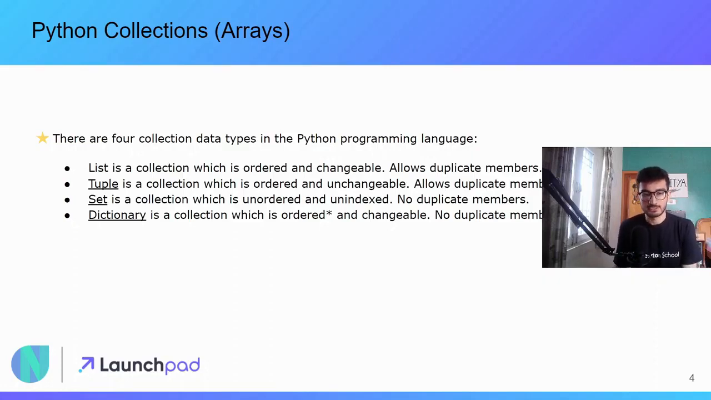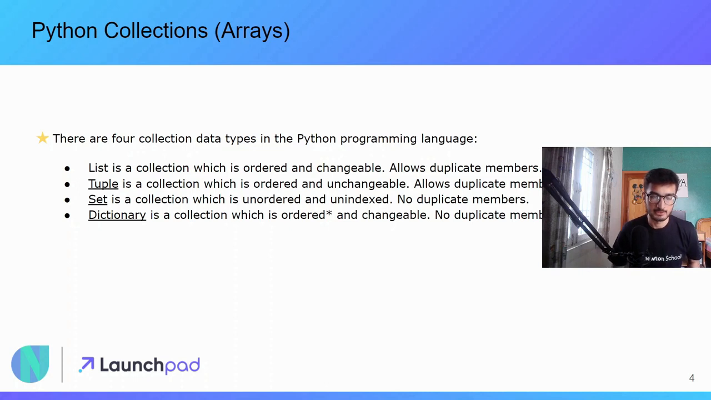There are 4 collection data types in Python programming. The first is list. It is a collection which is ordered and changeable, and it allows duplicate members. Then there are tuples, set, and dictionary. We'll come back to all of these 3 as we proceed with these videos.